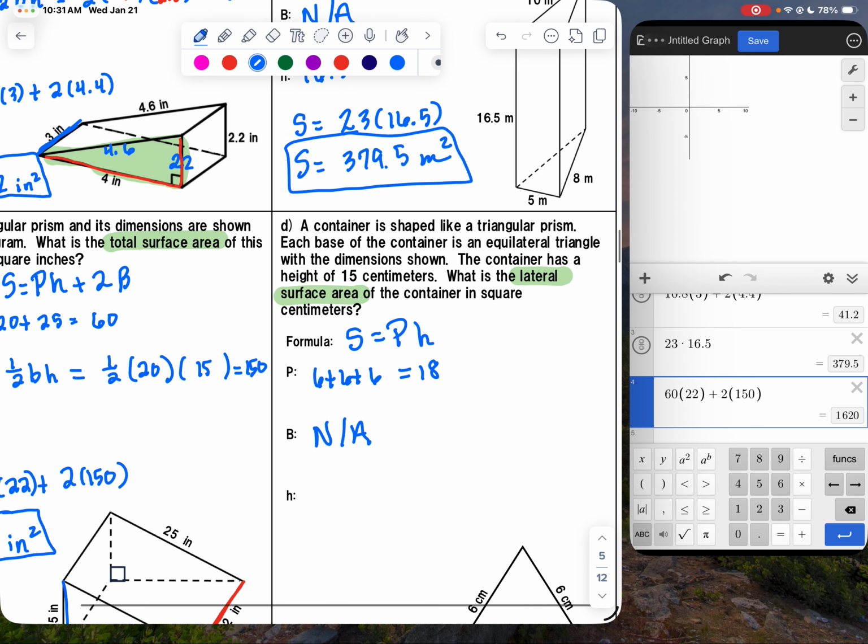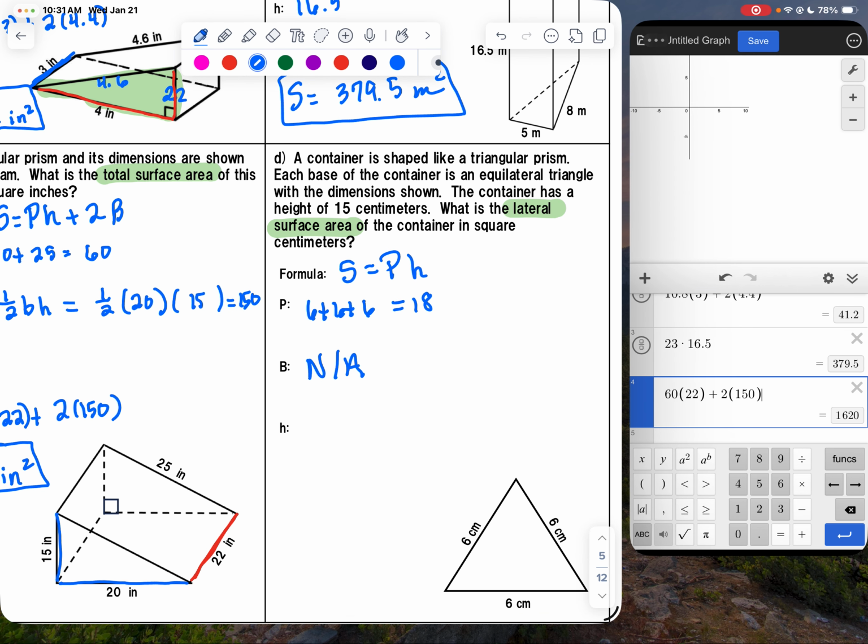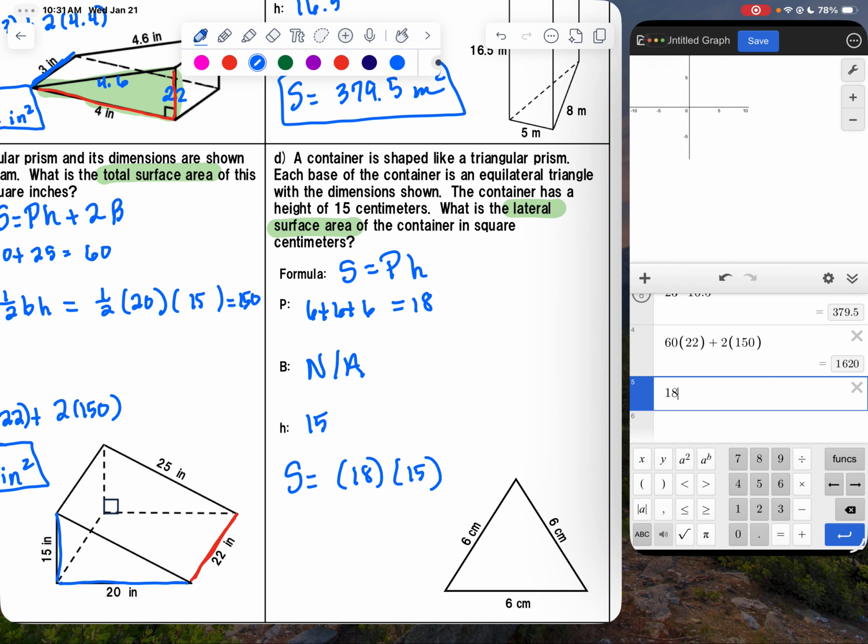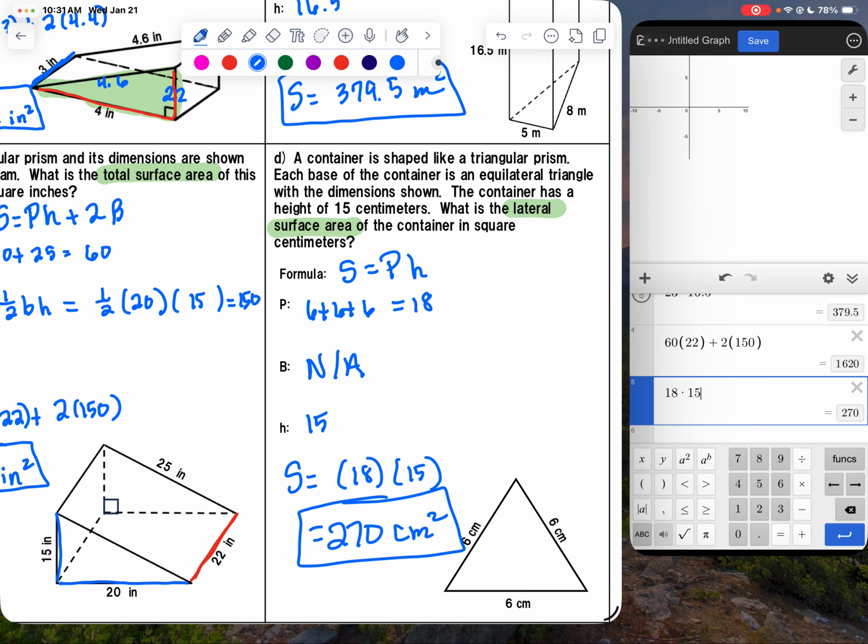Now, the height of the prism, they told you, was 15 centimeters. So we will plug everything into our formula. Perimeter of the base was 18 times the height of the prism, which was 15. So 18 times 15 gives us 270 square centimeters. And that concludes today's lesson, surface area of triangular prisms.